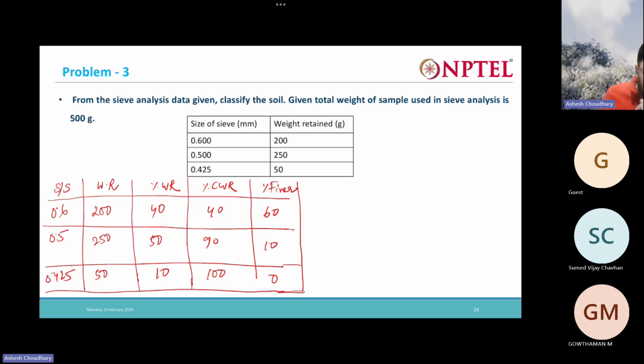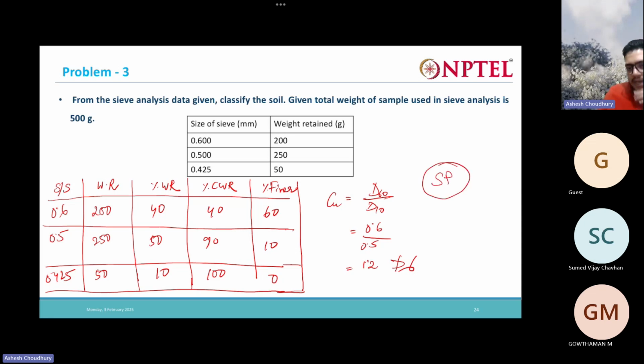That you decided. Now what we have to calculate? We have to calculate the CU, coefficient of uniformity. What is that? D60 by D10. D60 is 0.6. What is D10? 0.5. It's 1.2. It is not greater than 6. So definitely the soil is poorly graded. So it's nothing but SP, poorly graded sand.